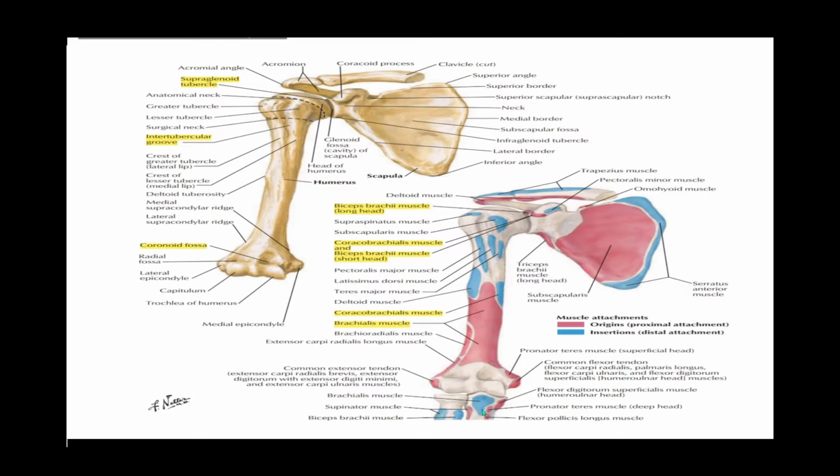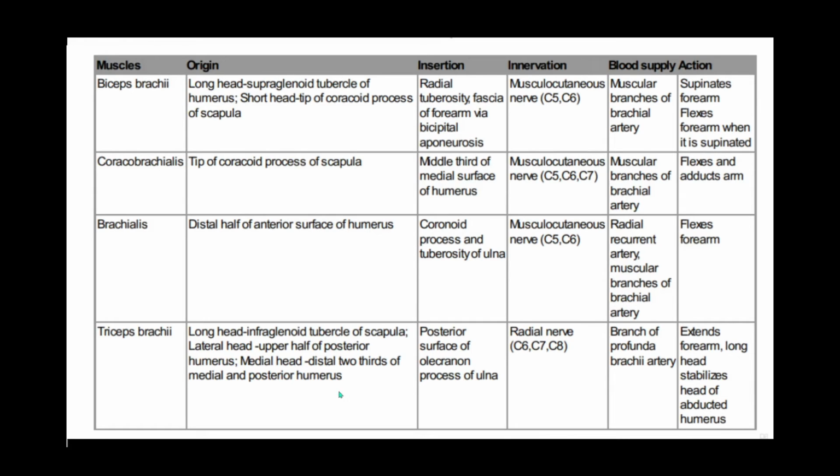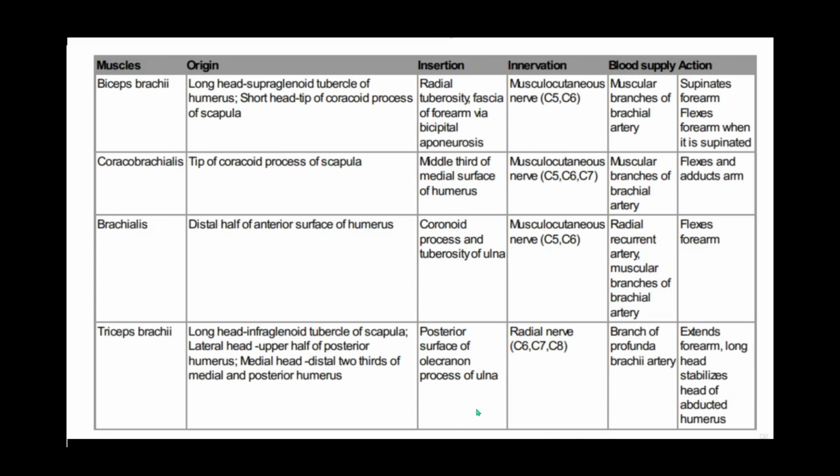And the insertion, you can see where it inserts on the ulnar bone. So brachialis muscle, origin distal half of the anterior surface of the humerus, and insertion is the coronoid process and tuberosity of the ulna, which is in the proximal part of the ulnar bone. It's also innervated by the musculocutaneous nerve, and it flexes the forearm.